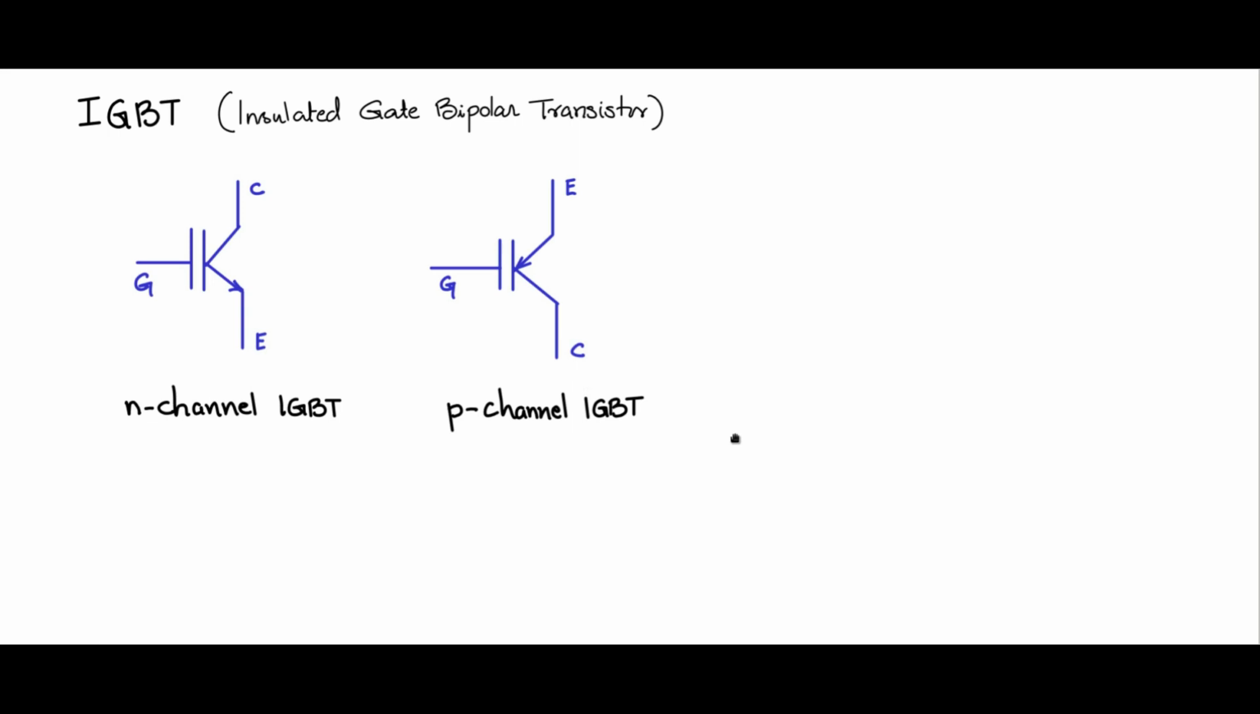Very popular device, and it can withstand very high voltages and high currents. And in most high voltage, high current applications, IGBTs are the more prevalent power semiconductor switch that is used today.